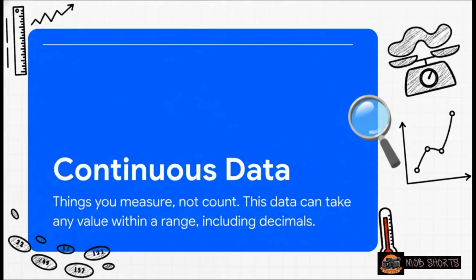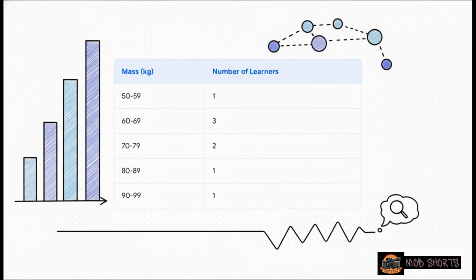But what about stuff you can't just count? What about things you measure? That's where continuous data comes in. Think about your height or the temperature outside. It's not just one number or another. It can be any value along a spectrum, decimals and all. So how in the world do you graph that? You can't give every possible height its own bar, right? That'd be chaos. Instead, we use a different tool, the histogram.